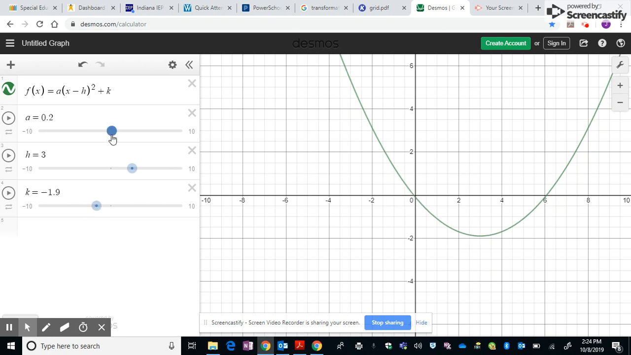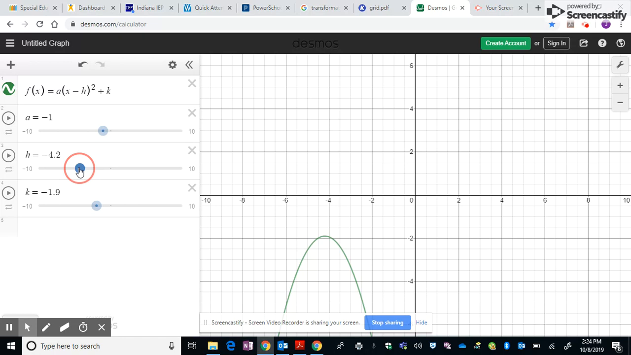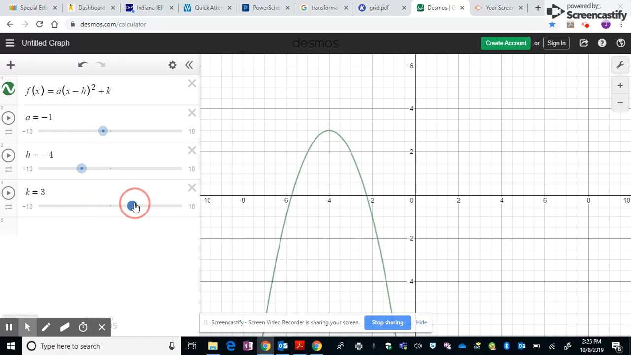The last thing that we do is a reflection. If I have a reflection of my a value, what that does is it turns it upside down. So I have an a value of -1, my h value is -4, and my k value is 3. So it's showing that my parabola flips upside down, is moved 4 units to the left, and moved 3 units up.